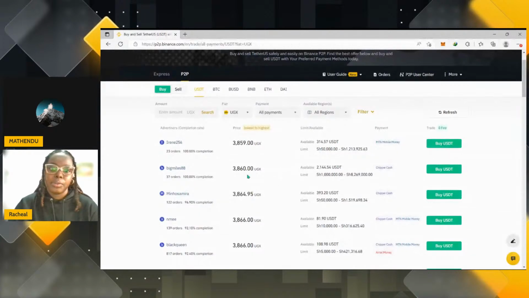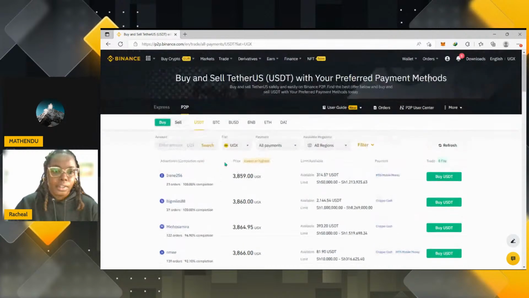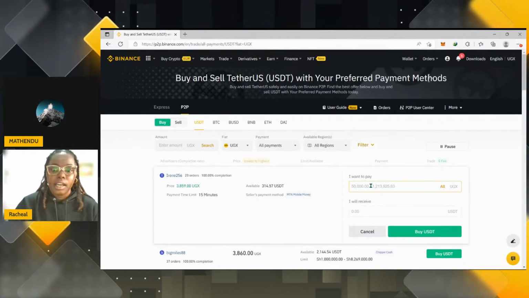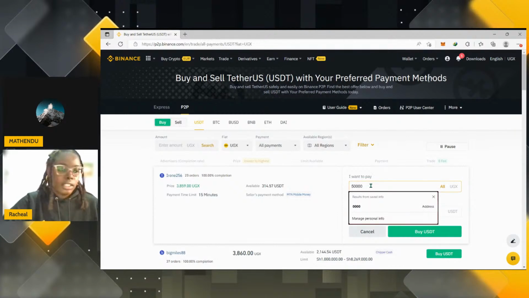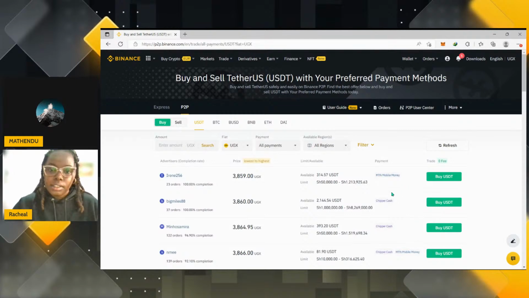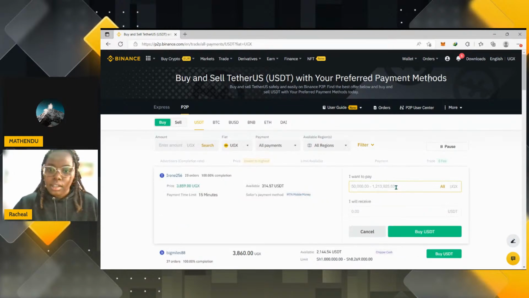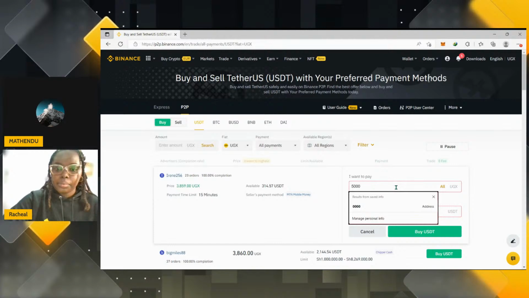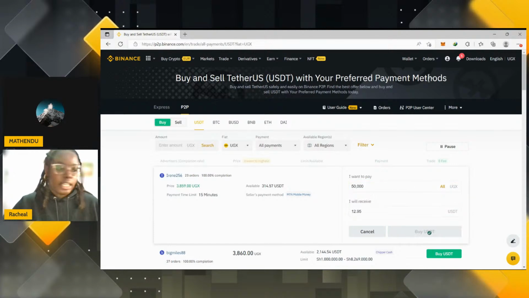So as a newbie, you're not able to place your own order. So I would click buy. For example, let me try to buy from the person here. So I click buy USDT, and I'll put an amount, say 50,000 Uganda shillings, because that's the minimum. And since it's just to show you how it's done, I click 50,000 Uganda shillings, then I click buy.